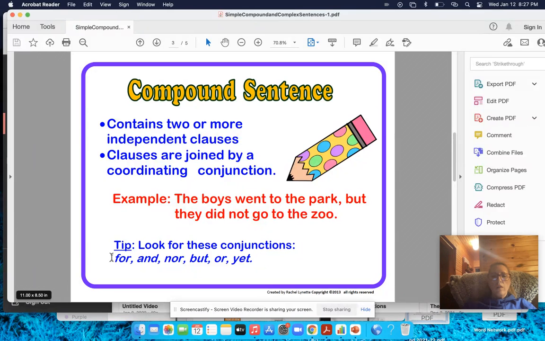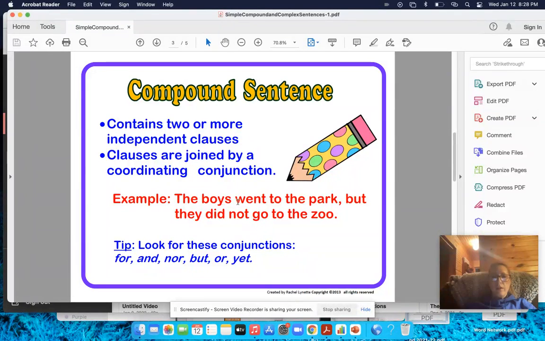These are also called fanboys because the F, the A, the N, the B, the Y, and then S and so stands for the word fanboys. So one of these fanboy conjunctions would be used in the middle of the sentence. Look at this example. The boys went to the park, comma, so pause for a second, but they did not go to the zoo. This compound sentence has two independent clauses.